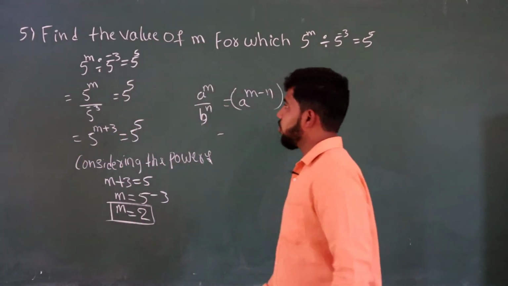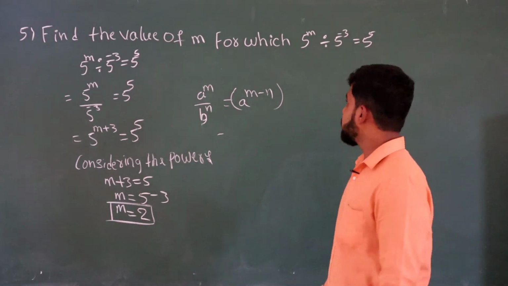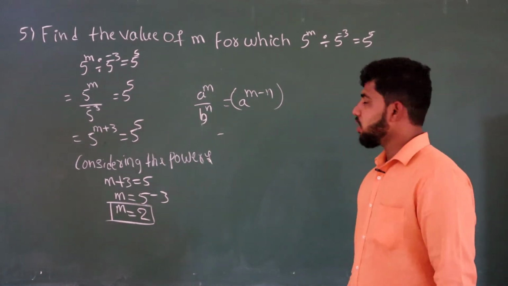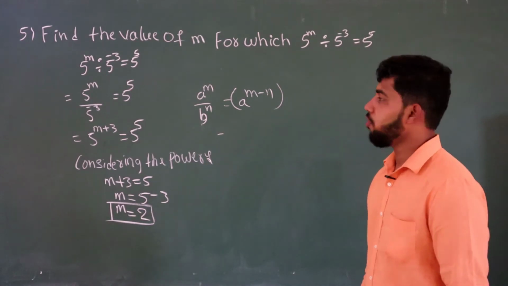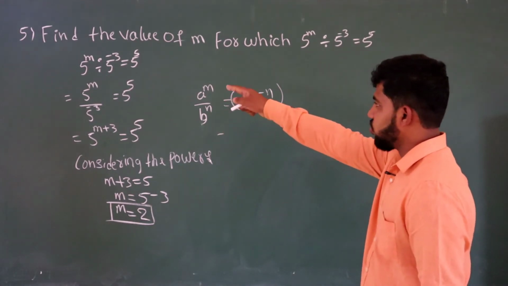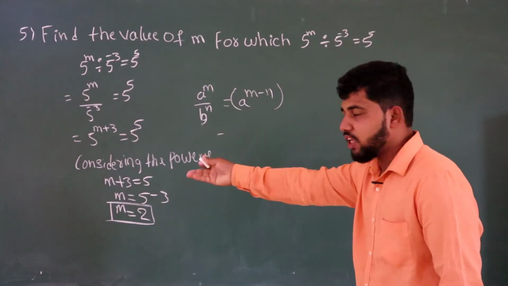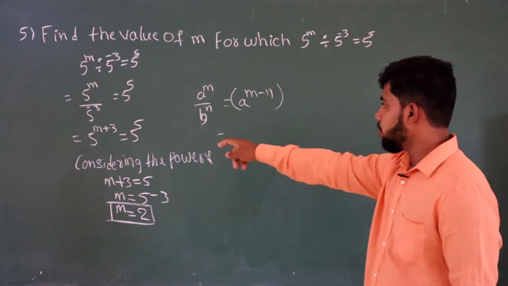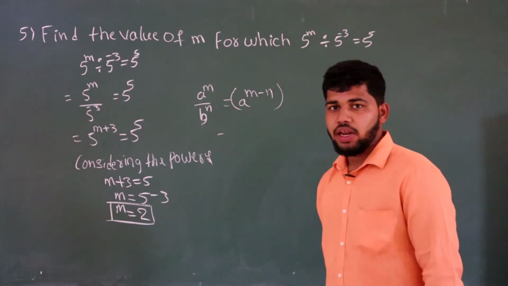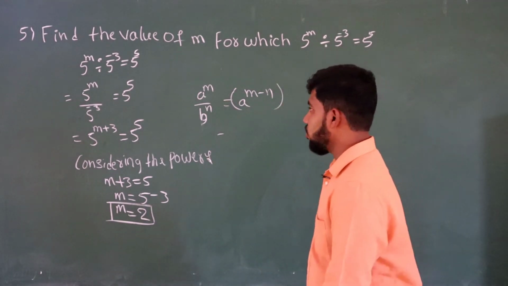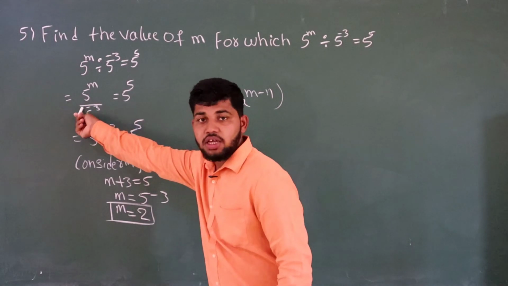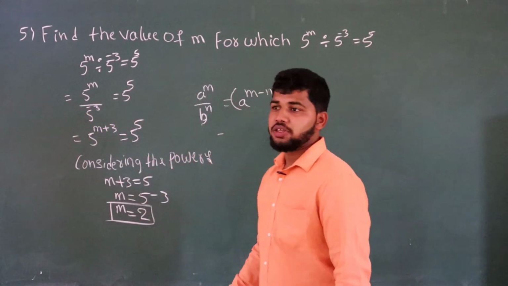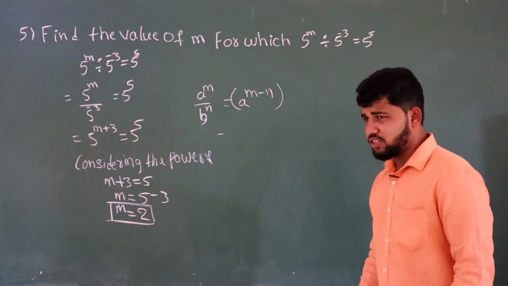Look at the given problem again. Find the value of m for which 5 raised to m divided by 5 raised to minus 3 is equal to 5 raised to 5. We can also write 5 raised to m by 5 raised to minus 3 is equal to 5 raised to 5. Here the bases are same. What is the base here? 5. The bases are same.